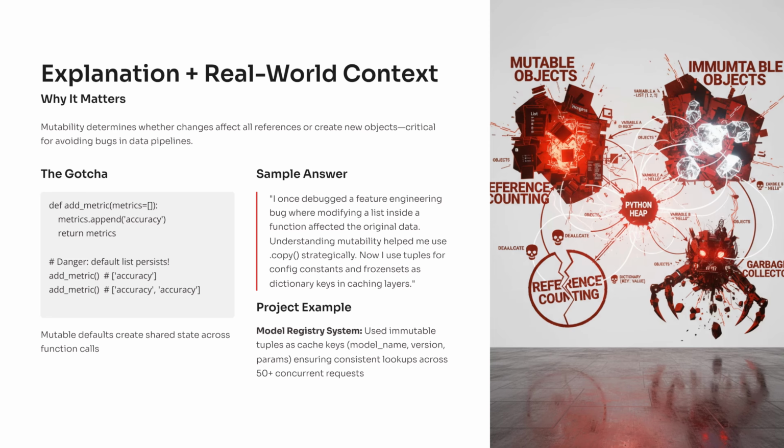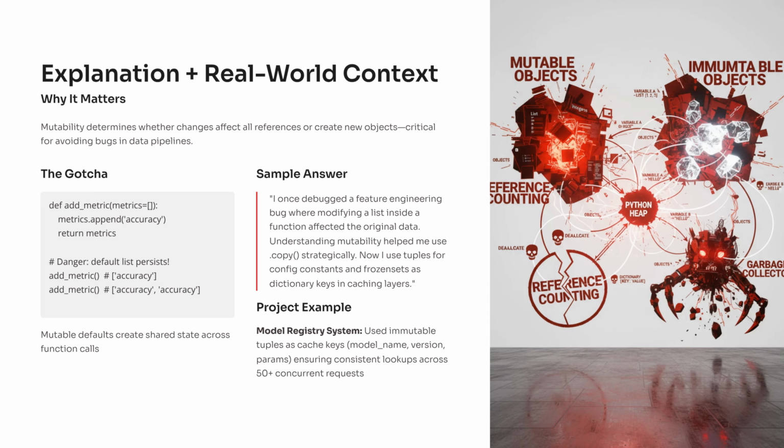Now, let's talk about a real project example. In one of my model tracking systems, we used immutable tuples as dictionary keys. Each key stored the model name, version, and parameters. Because tuples never change, our cache stayed stable even with 50 users accessing it at once. If we had used a mutable list there, it could have caused inconsistent lookups and corrupted data.